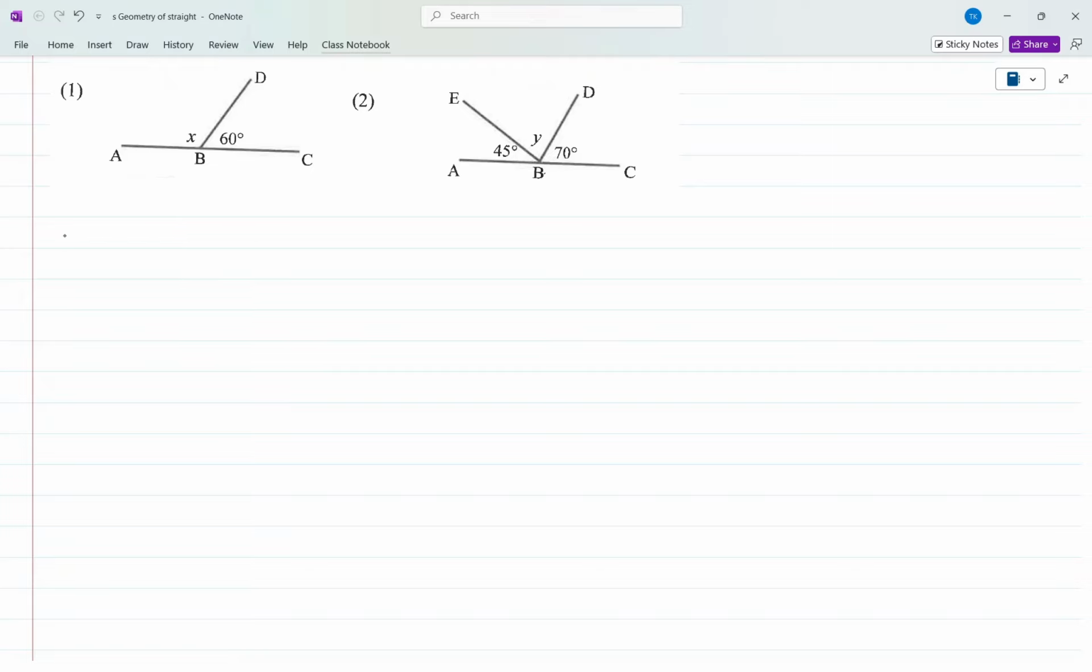Hi everyone, welcome back. As we've said from the previous video, we are going to be answering questions based on geometry of straight lines. We have diagram number 1 here, we have diagram number 2. You are asked to calculate x and y.